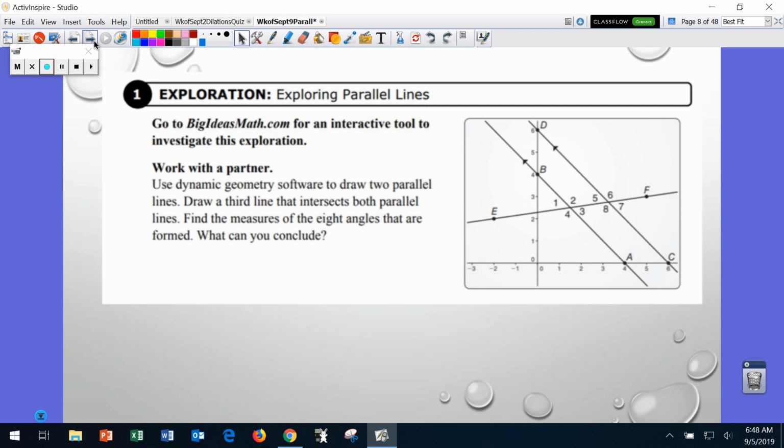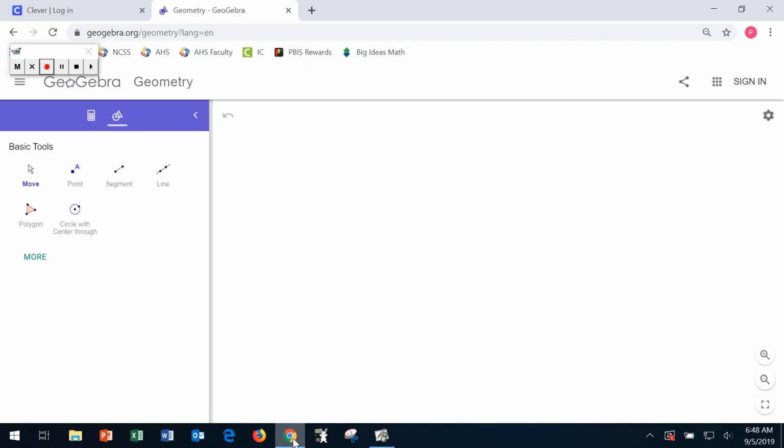Alright, so it says, I'm going to show you, it says use a dynamic geometry software to draw two parallel lines. Draw a third line that intersects both parallel lines. Find the measures of the 8 angles that are formed. What can you conclude? Alright, so I'm going to use my favorite dynamic geometry software, and that is GeoGebra.